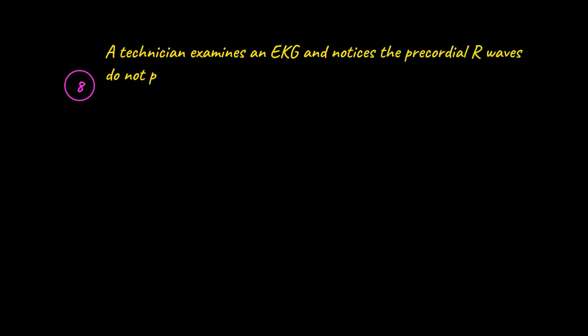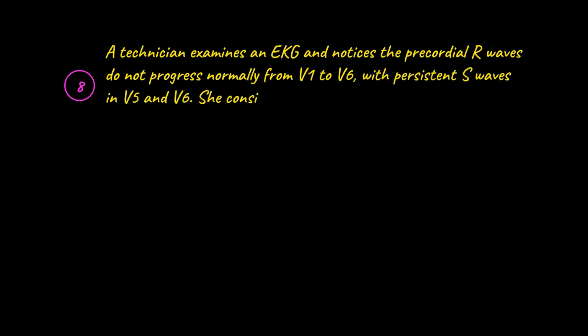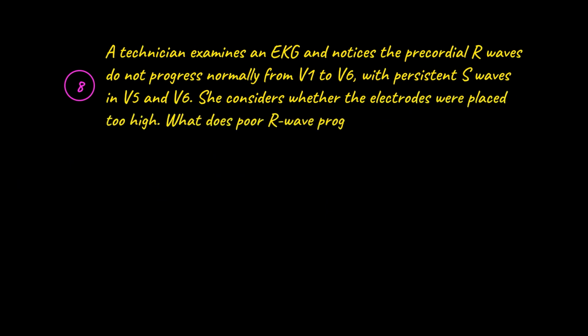Question 8. A technician examines an EKG and notices the precordial R waves do not progress normally from V1 to V6, with persistent S waves in V5 and V6. She considers whether the electrodes were placed too high. What does poor R wave progression often suggest?